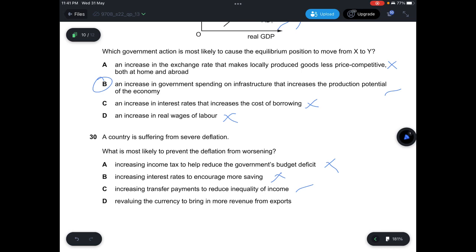And D says revaluing the currency to bring in more revenue from exports, which is not correct, because if you revalue the currency, there will be more deflation and you'll worsen the deflation. So I'll say C. Alright, so this is the end of this paper.